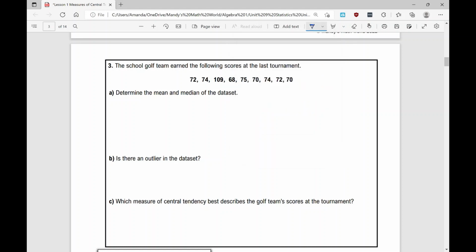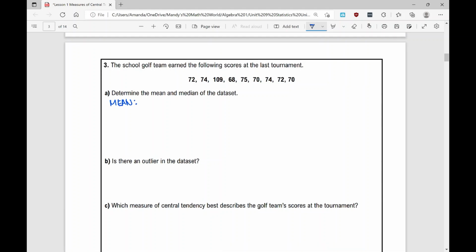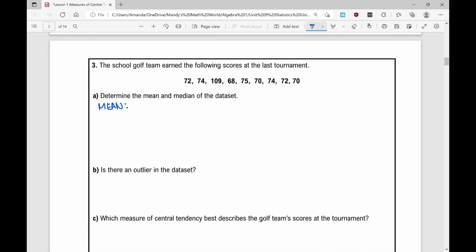Well, let's determine the mean. When I'm finding the mean, what do I do? I'm going to add up all the values and divide by however many values there are, which there are 1, 2, 3, 4, 5, 6, 7, 8, 9 values. So I'm going to do 72 plus 74 plus 109 plus 68 plus 75 plus 70 plus 74 plus 72 plus 70, and I'm going to divide that by 9.